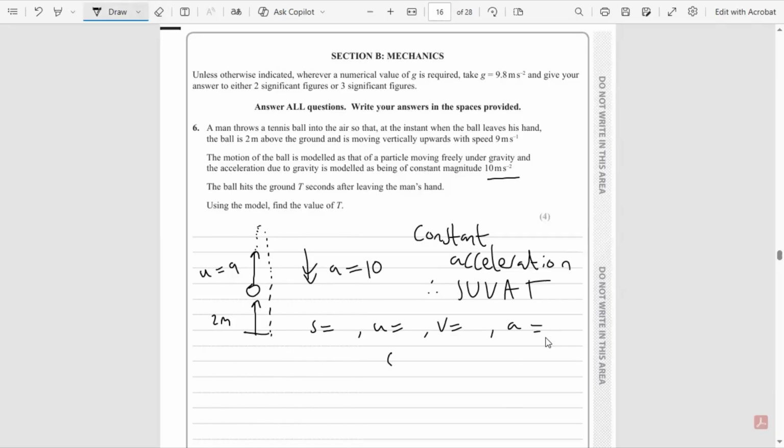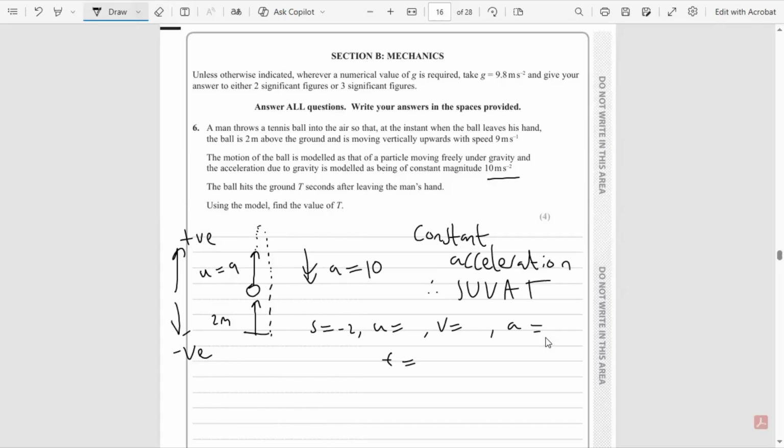So the displacement, if we think about the displacement to start with, so the ball starts 2 meters above the ground. The ball then finishes 2 meters below where it started. So this is a -2 displacement. If we just assume that everything upwards is positive and everything downwards is negative, well, because we finished 2 meters behind where we started, you would say that's a -2 displacement.